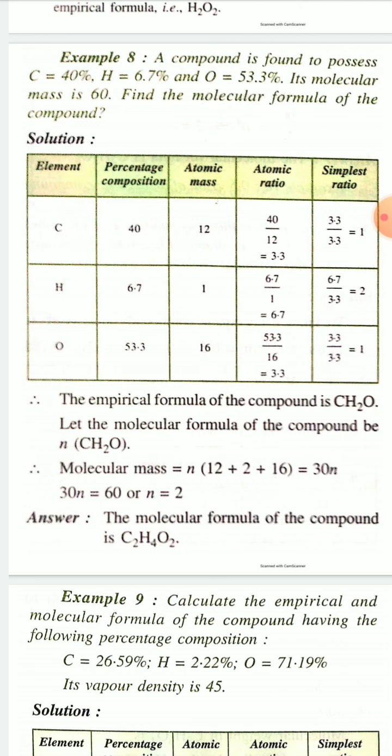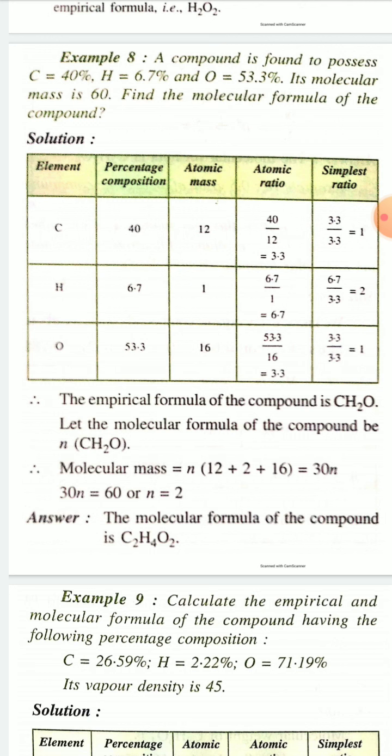And atomic mass of carbon is 12, hydrogen is 1, oxygen is 16. Now we have to find out atomic ratio. Atomic ratio means ratio of percentage composition to atomic mass. So to find out atomic ratio, you have to divide the percentage composition of each element present in the compound by their atomic masses.